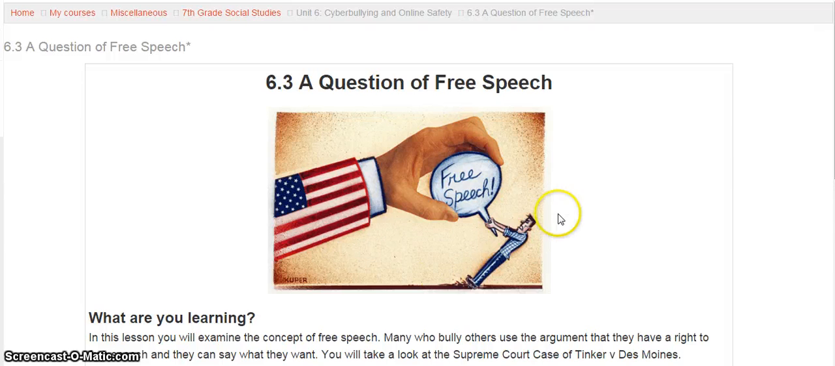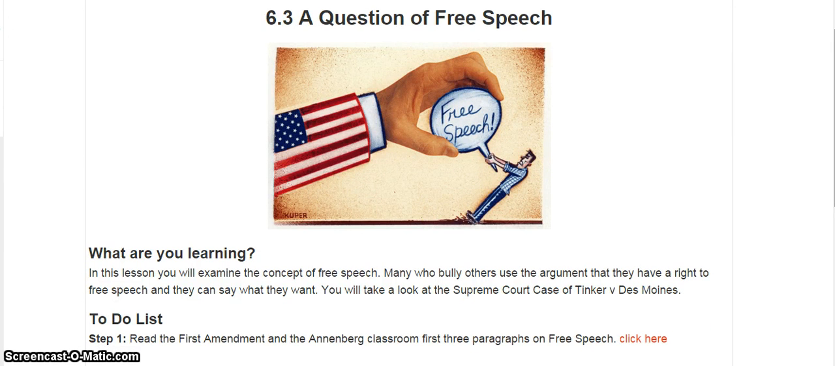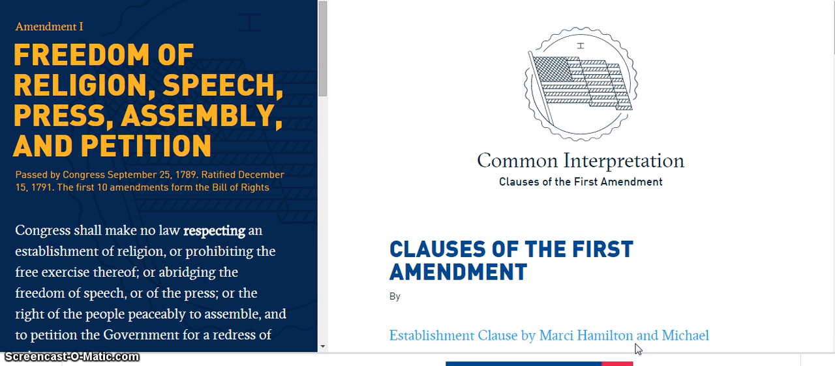Okay, guys, so today we're taking a look at the question of free speech lesson. You've got two different readings that you need to complete in order to be done with today. The first reading is the First Amendment in the Annenberg Classroom First Paragraphs on Free Speech. So you'll see that there's nothing really that says Annenberg here. So I'm going to show you exactly where you need to look, okay, guys?